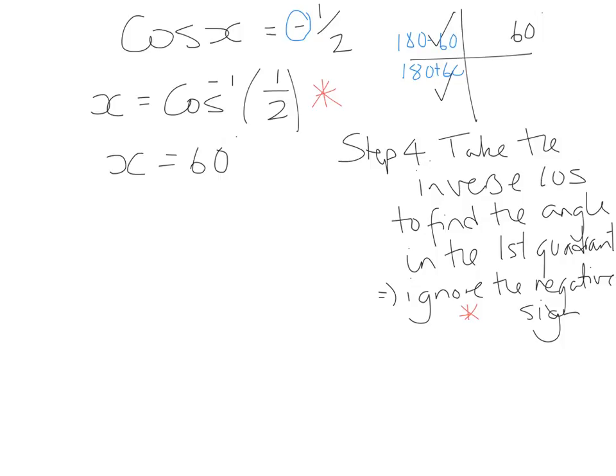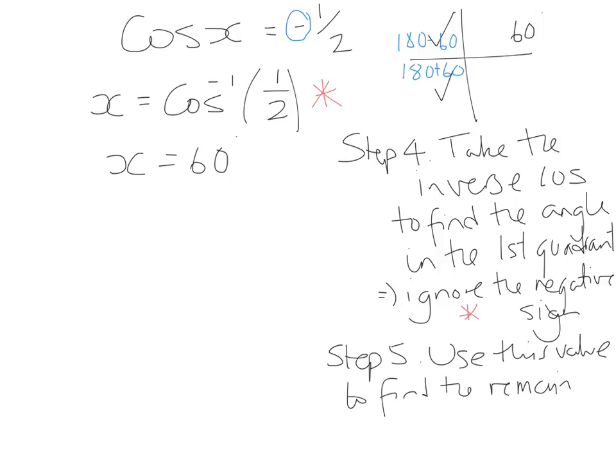So the final step, step 5, use this value, that's the value from step 4, to find the remaining quadrants. And by remaining quadrants, I mean the remaining angles, the related angles in those other quadrants.